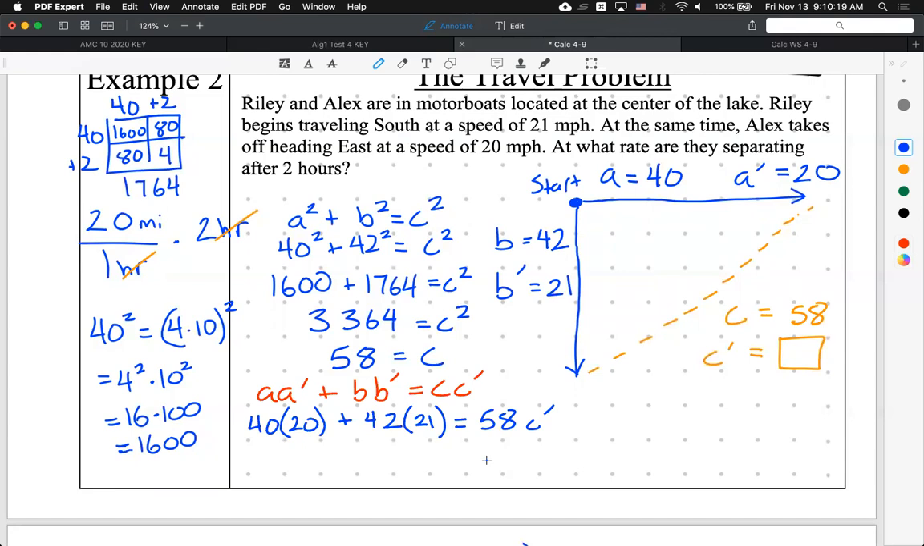Just because we're getting low on time, I will go ahead and simplify this for you. That's 1,682 on the left, still 58 c prime on the right. Divide both sides by 58 and you get 29. So the distance, this yellow dashed line, is increasing at a rate of 29 miles per hour. Because our speed here is miles per hour, right? So 29 miles per hour.